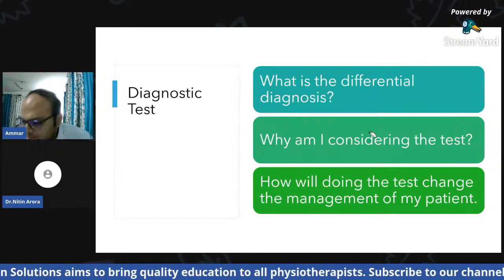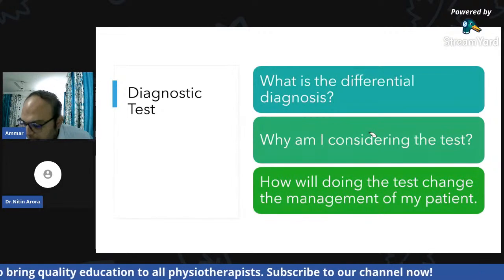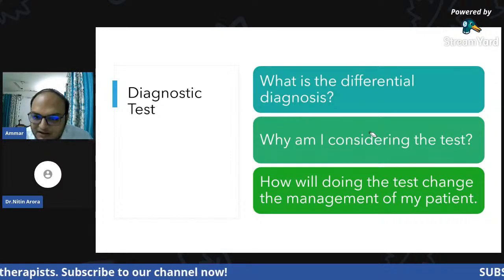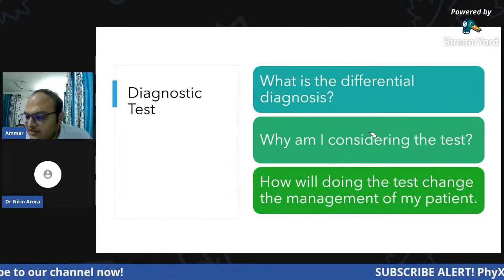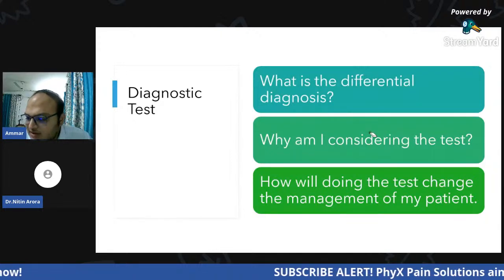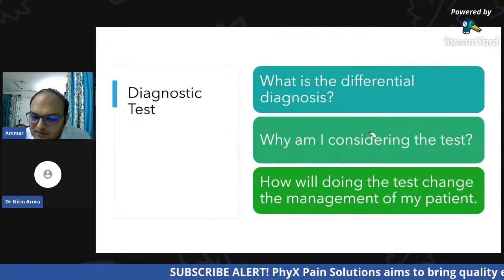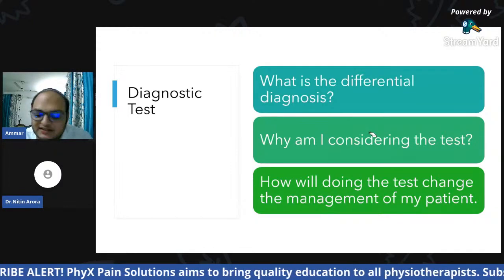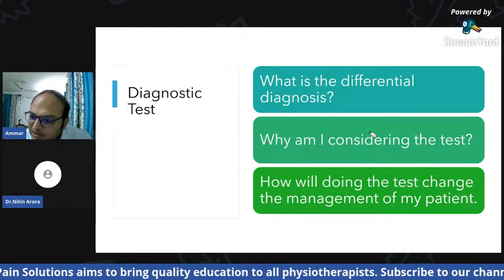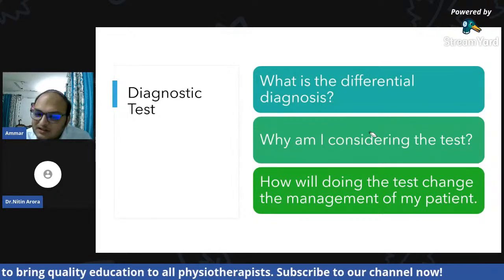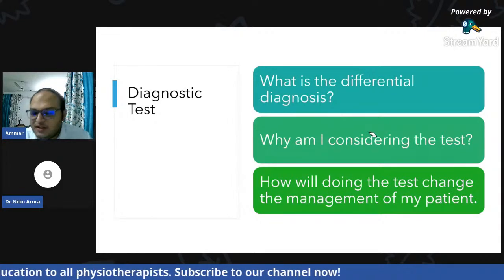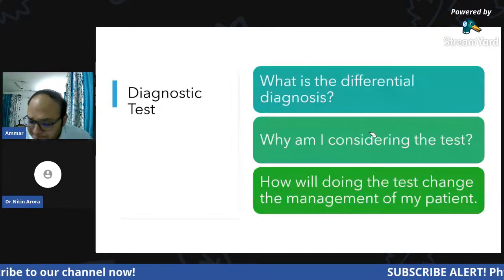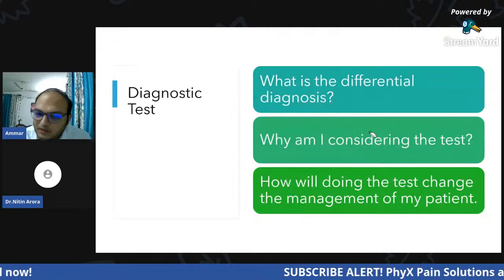Now we come to our special tests, finally. Okay, whenever you do any special test, please make sure you answer these three questions. First question is, what is the differential diagnosis? If you're doing a test to differentially diagnose, then it is justified. If you're just randomly doing any test, it is absurd. Don't do it. Please don't do it. It makes no sense. So if you're doing it for differentially diagnosing, do it. Otherwise, don't do it.